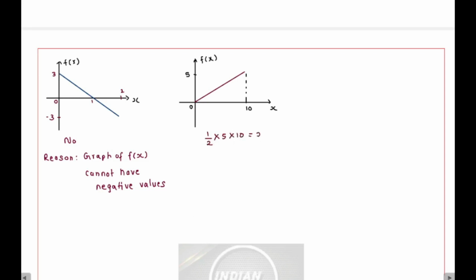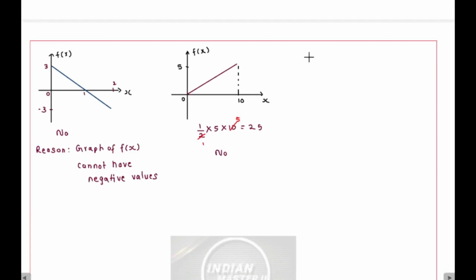So what do I get this area as? I get this value as 25: 2 fives are 10 and 2 ones are 2, so we get 5 into 5, that is 25. The total area here is 25, but the area under the graph represents the probability. For a probability density function, this area has to be equal to 1, correct? Here it is coming 25. So that means this graph doesn't represent a probability density function of a continuous random variable x. Correct?